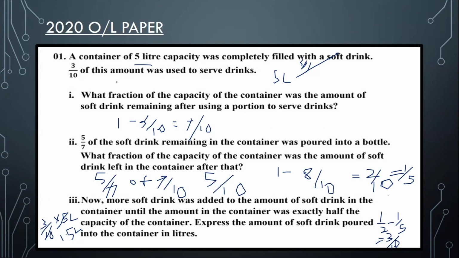So initially you took 3/10 to serve drinks and then you have taken another 5/10 to pour into a bottle. So the remainder is total minus all what you have used. So the used one is 5/10 plus 3/10. So that is 8/10. So the remainder is 1 minus 8/10 is 2/10. That is 1/5. Okay. So the 1/5 is only remaining in your tank.